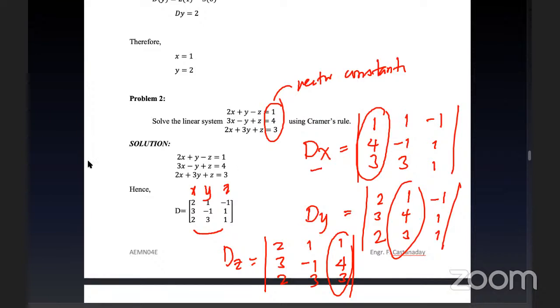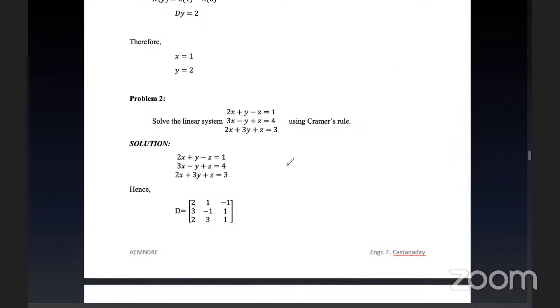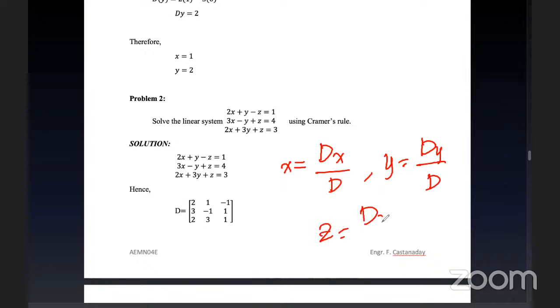And afterwards, we move on to our formula. Okay, let me clear first. Again, x can be determined by dx over d. Y will be equal to determinant y over d. And z is equal to determinant z over d. So, that's it. Cramer's rule is actually easy. Now, if you have any questions, you can message me and maybe I can answer your clarifications or questions.